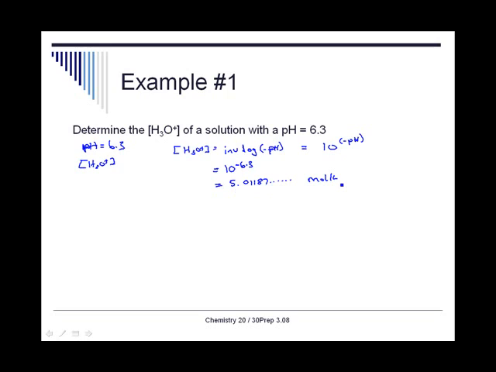Now, for significant digits, we take a look at our pH, and for pH, it turns out that only the digits behind the decimal are counted as being significant in terms of how many digits we use in our answer. So this pH has one significant digit, so our answer is going to have one significant digit. Oh, and I forgot, times 10 to the negative 7 moles per liter. Sorry about that. And so our final answer is going to be 5.0 times 10 to the negative 7 moles per liter.